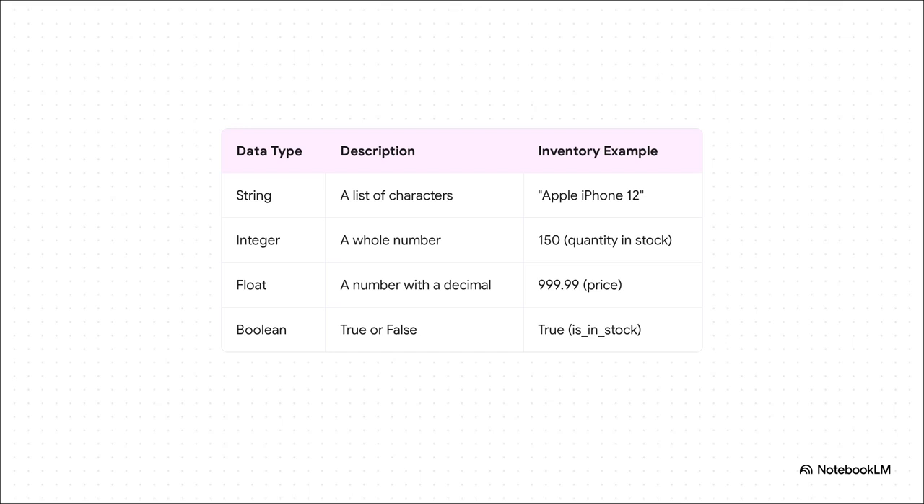A product's name, that's a string. The number we have in stock, that's an integer. The price, with its decimal point, is a float, and whether it's in stock or not is a simple Boolean, true or false. And of course, a crucial skill here is typecasting. You know, when you get input from a user, it's usually a string. You'll have to convert that to an integer to do any math with it. These might seem basic, but they are the absolute foundation for everything else.